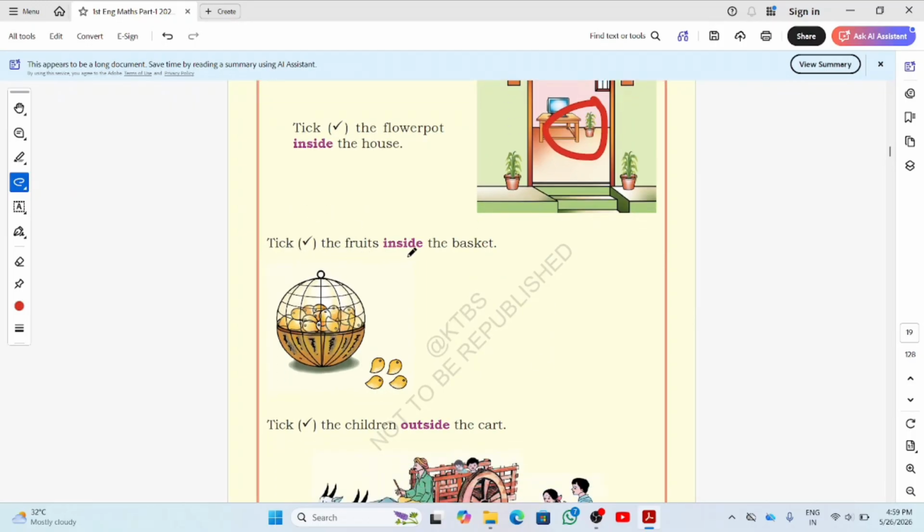Next comes, tick the fruits inside the basket. The basket is there again. These fruits, where are they? Outside the basket. What they said, fruits inside the basket, isn't it? So these fruits inside the basket is this. So we have to tick. I am just showing that with round marks, but you have to mark it with a tick mark. Okay, like this.